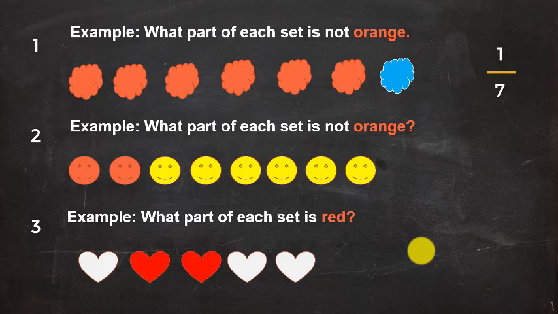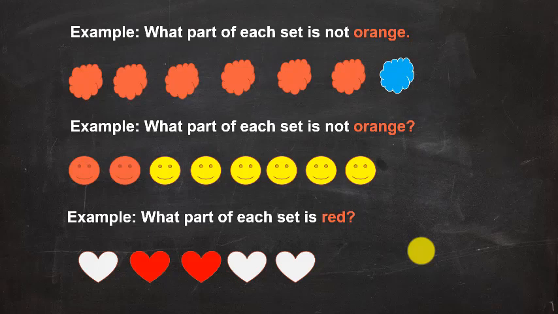Okay, let's try the second. What part of the set is not orange again? How many do I have in total? 1, 2, 3, 4, 5, 6, 7, 8. I have one more. Okay, how many are not orange? 1, 2, 3, 4, 5, 6. 6 is the numerator, and the denominator tells you how many are in total. Are 8. Remember, 8. In this case it is 6 over 8. That's good.